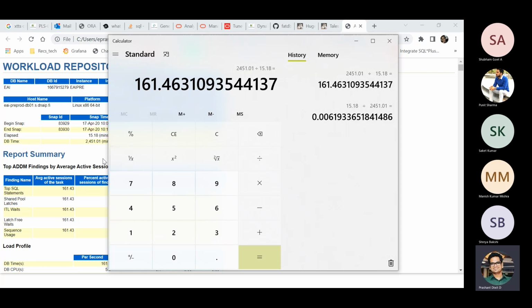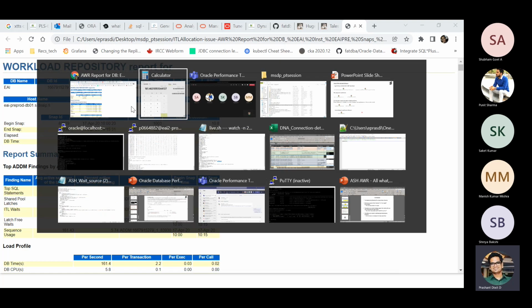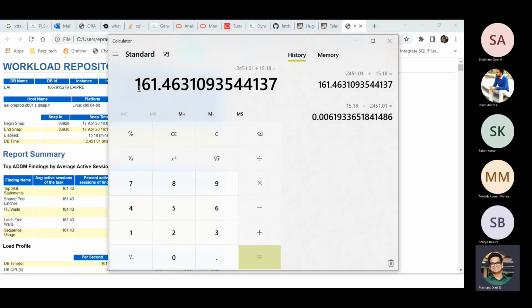So this is too much actually, right? And if someone asks me what is a rule of thumb, when exactly we should say this is high or this is low, always treat the CPU count as a standard for comparing the average number of active sessions. In our case, how many CPUs have we got? We've got 32 CPUs, and the average active sessions is 161.